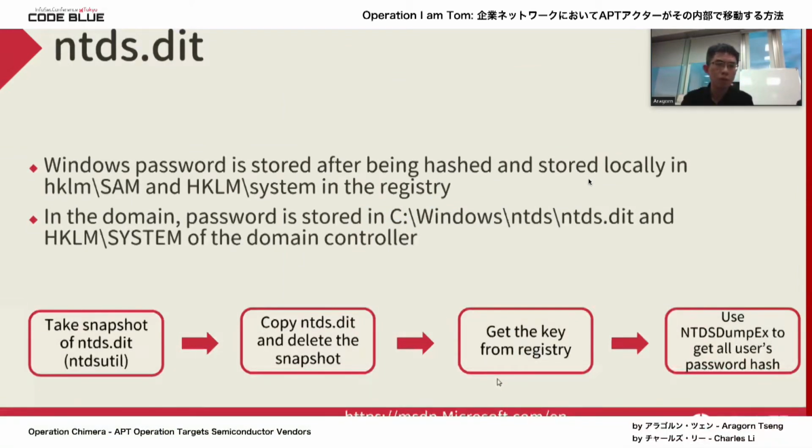The last attack is called ntds.dit. In a standalone Windows host, the Windows password is stored in hash form in the following registry keys. In the AD domain case, the password is stored in the system directory, the ntds.dit file, and the HKLM system registry. If you want to dump the hash value, you can take a snapshot of the file by using the ntdsutil utility. After that, you can copy the ntds.dit file and the registry key HKLM system. After that, you can use the NTDSDumpEx tool to get all users' password hashes.